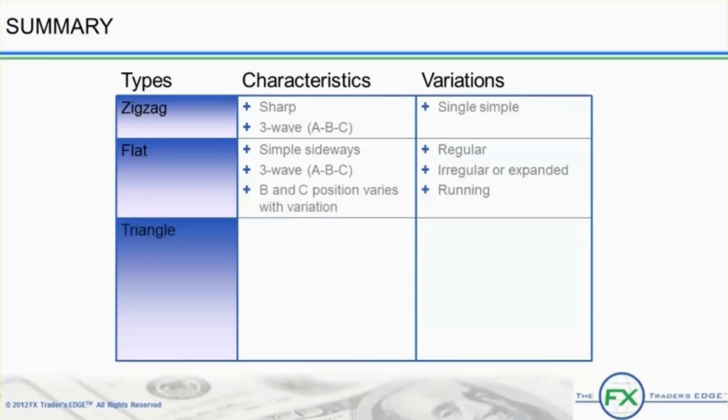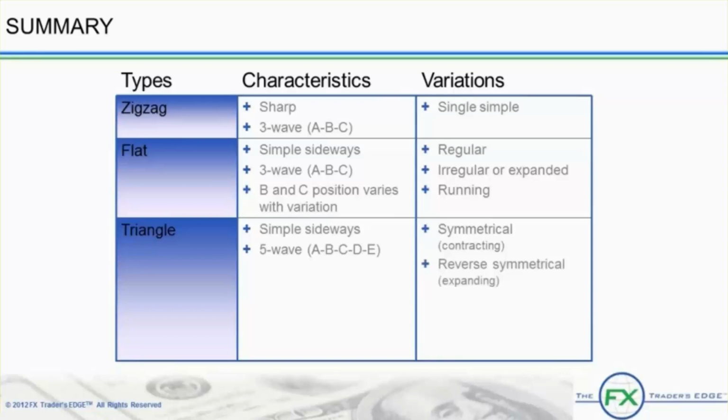The triangle family is characterized as a simple sideways correction, which unfolds in a 5-wave ABCDE sequence. There are 4 types: symmetrical, which is contracting; reverse symmetrical, which is expanding; ascending, which has a flat top and a rising bottom; and descending, which has a declining top and a flat bottom.